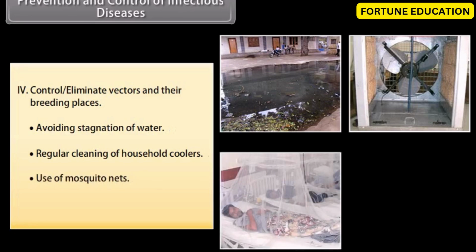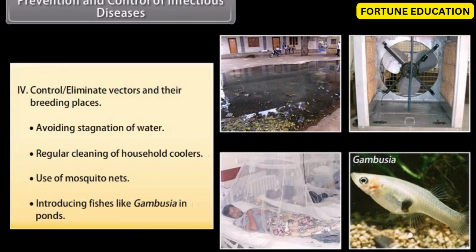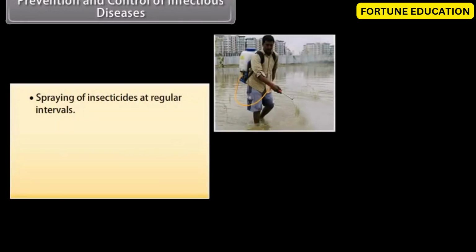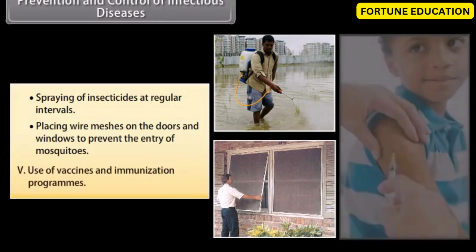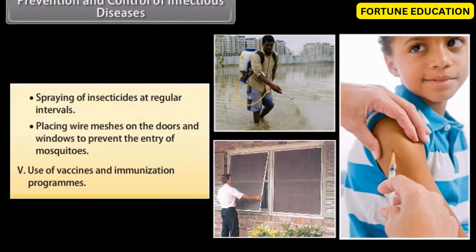Use of mosquito nets. Introducing fishes like Gambusia in ponds. Spraying of insecticides at regular intervals. Placing wire meshes on the doors and windows to prevent the entry of mosquitoes. Use of vaccines and immunization programs.